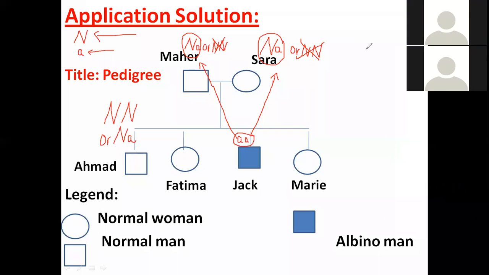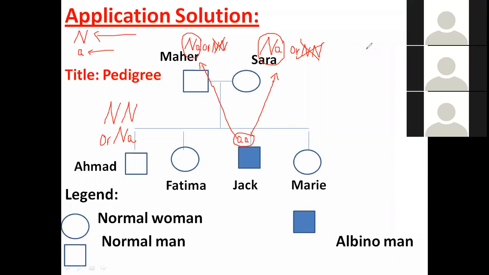Let's move now to Mahdi. Mahdi, Fatima is normal or affected? So Fatima here in the pedigree is normal. So she should carry which allele, since she is normal? Like Ahmad, an N or an A. So since she's normal, she should carry an N or an A. Okay, thank you, Mahdi.